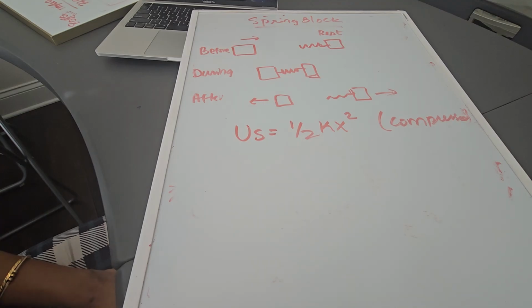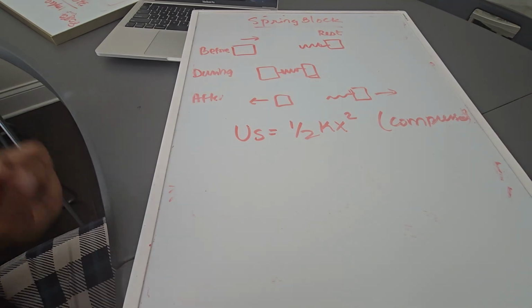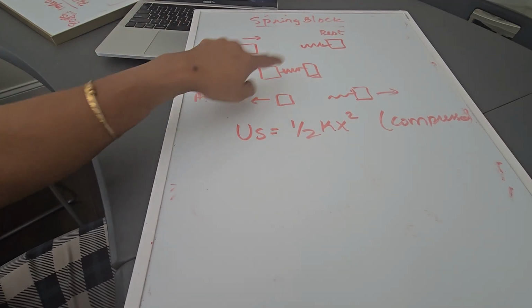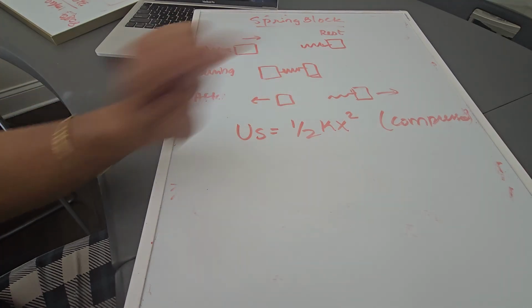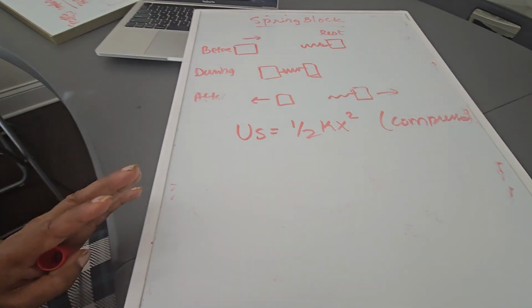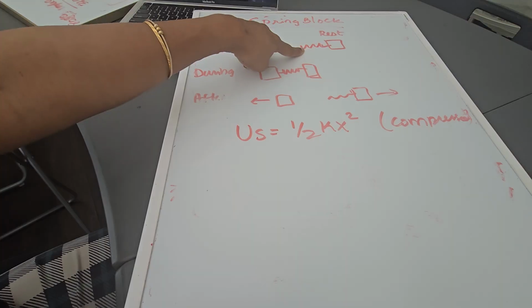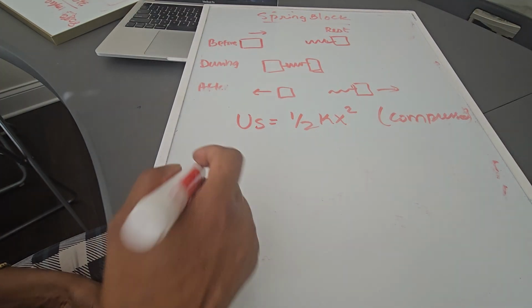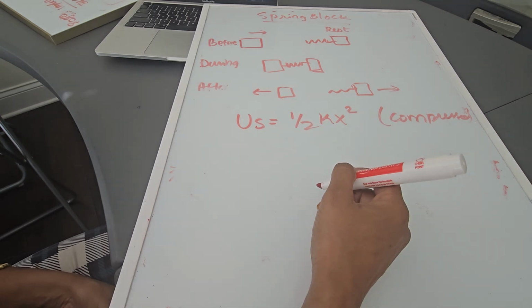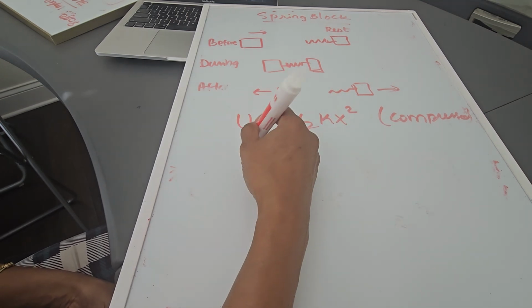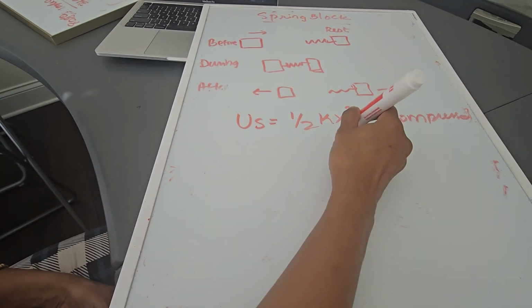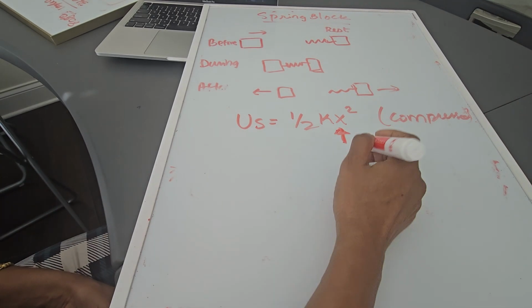So when you are writing the block's energy equation during compression, you could write kinetic energy for block 1 and 2 and also use the spring energy. But before the collision, the spring energy will not have anything because it is not compressed. Keep that in mind. And another thing to do on this problem: when they ask you to find the compression, how far it's compressed, we use this x distance to calculate how far it's compressed.